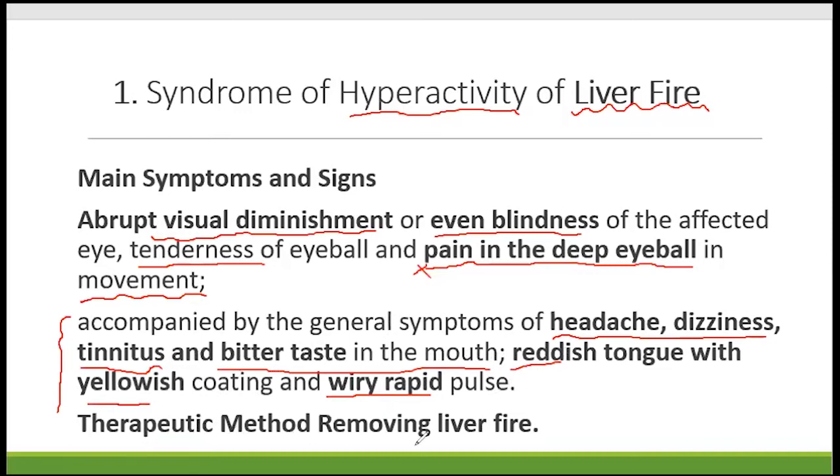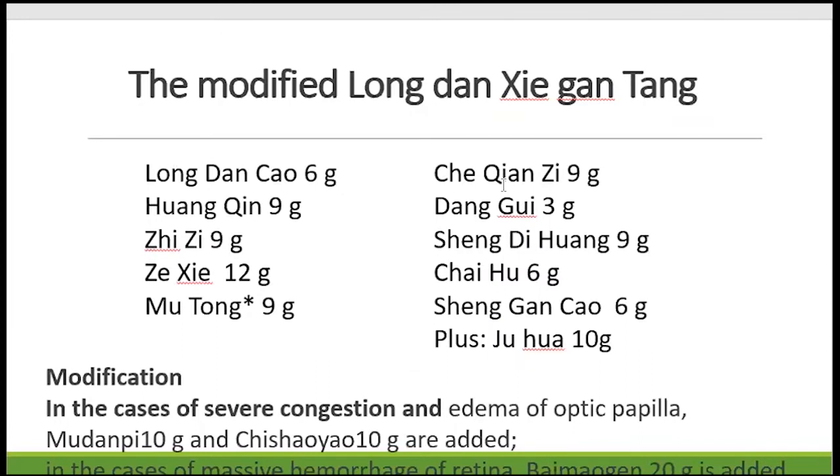So the treatment principle is to remove liver fire. We have talked about a few illnesses related to liver fire already. So right now we know the formula we use for liver fire conditions. When we talk about liver fire, it means excessive internal heat.